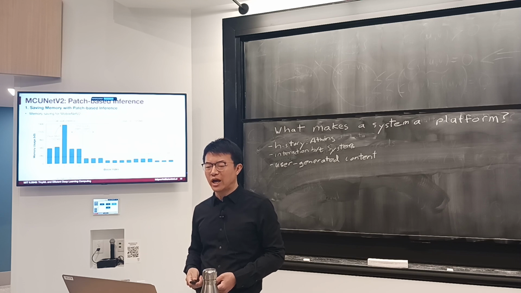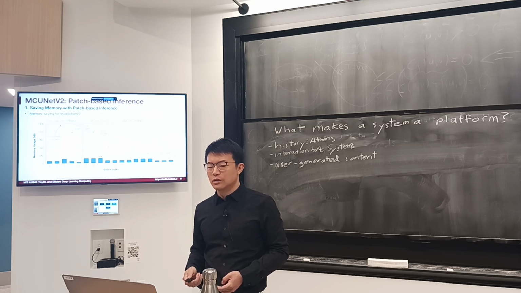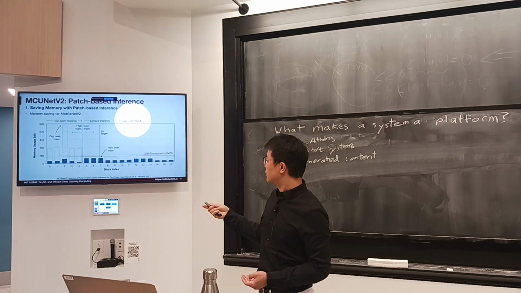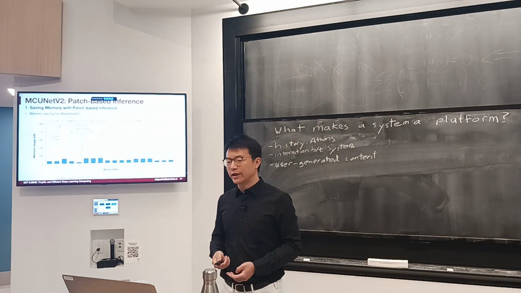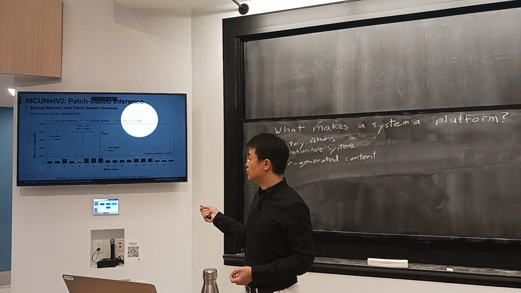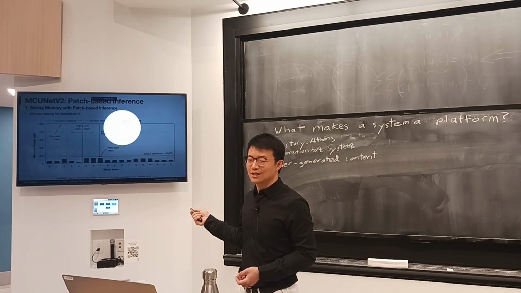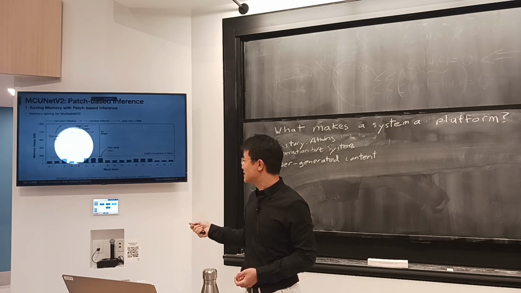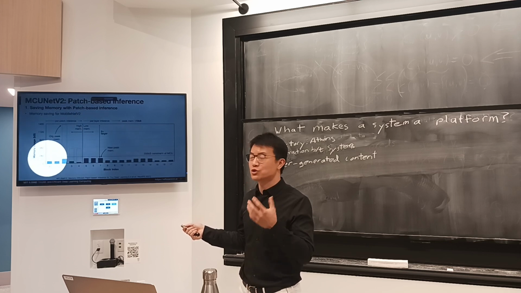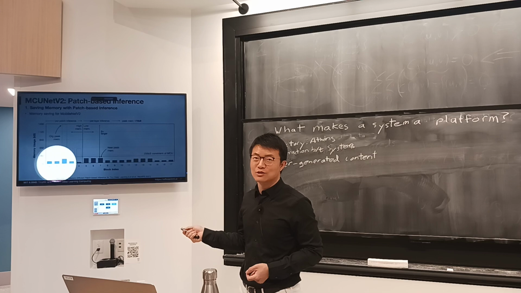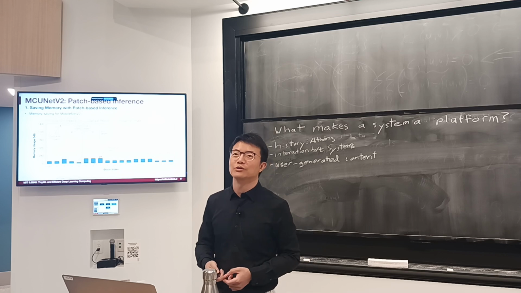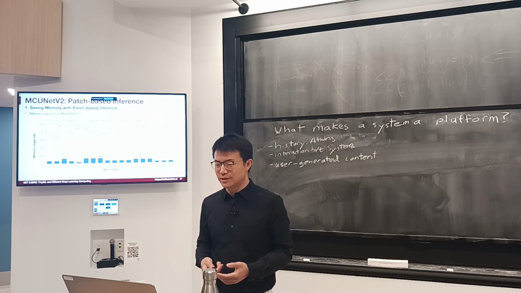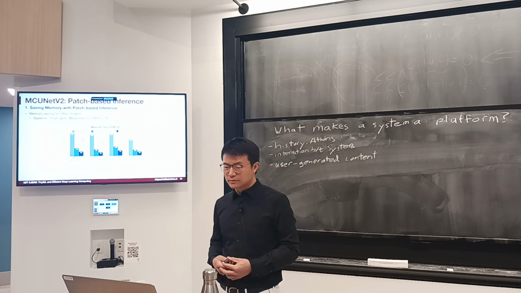So let's see what happens after applying this patch-based inference. By using per-layer inference, the peak memory is 1,372 kilobytes, but after applying per-patch inference, it reduced to 172 kilobytes. It's a lot less. It's pretty amazing that all these high bars, large memories, now suddenly get much smaller, even smaller than the 256 kilobyte threshold of the microcontroller. Finally, we can fit it.